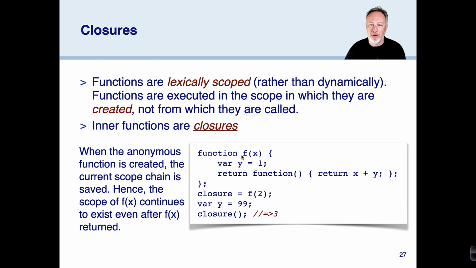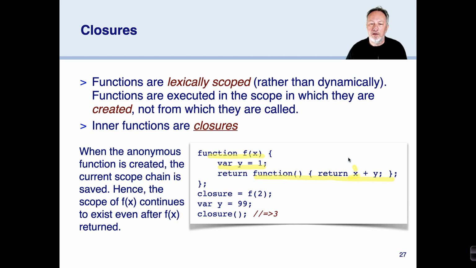Here's an example. I have a function f, which takes an argument x. It locally defines a variable y with value 1. And now I'm returning a function. So this is a lambda returning another lambda. And this lambda takes no further arguments, and it computes the value of x plus y and returns that.